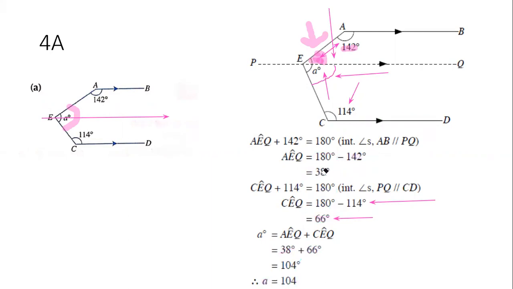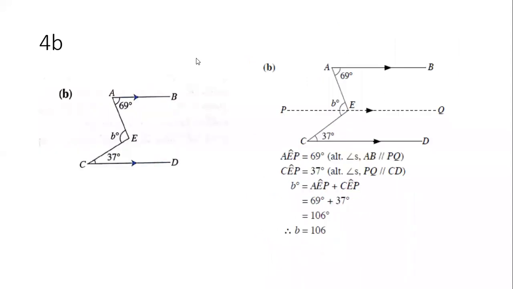Okay. Now I hope this is clear. Let's move to another question. The question is from exercise 10b. 4b is the number. In this question, we are asked to find the value of the unknown, which is b. So again, we will draw a parallel line here, which should be.